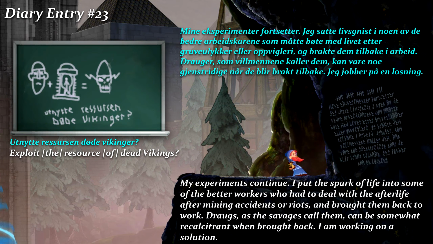Entry 23. My experiments continue. I put the spark of life into some of the better workers who had to deal with the afterlife after mining accidents or riots, and brought them back to work. Draugs, as the savages call them, can be somewhat recalcitrant when brought back. I am working on a solution.